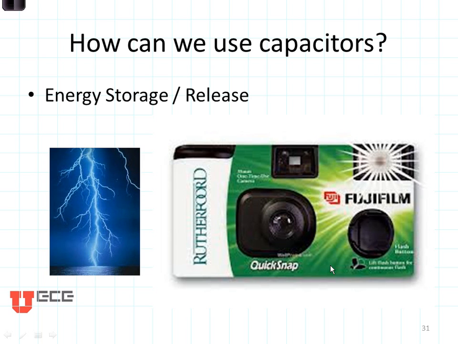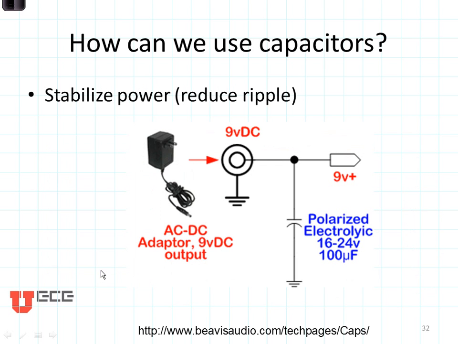This disposable camera, for example, has two batteries and a capacitor inside in order to make the flash that you use when you take a picture. The capacitance between the clouds and the earth is what creates the ability for lightning to strike. We can also use capacitors to stabilize power, for example, to reduce ripple.